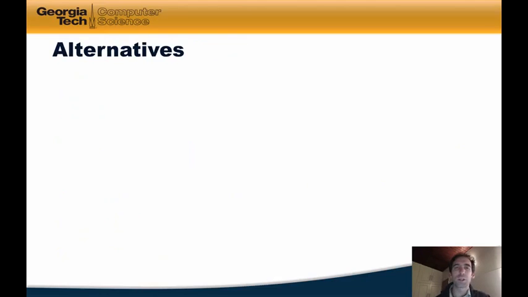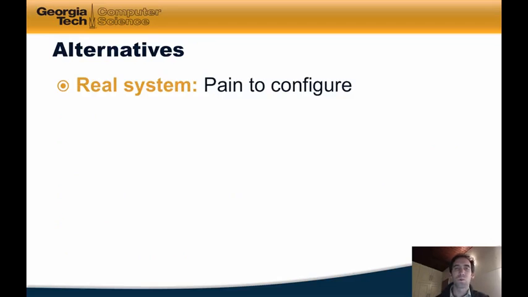So before we jump into the nuts and bolts of Mininet, let's consider various design alternatives. Well, one is to deploy everything on a real system. So you could deploy real servers, switches, and so forth. Of course, this is a huge pain to configure, right? Suppose that you want a network topology with a particular configuration or particular interconnections between the servers and switches.